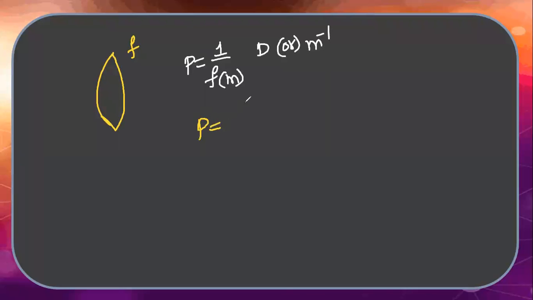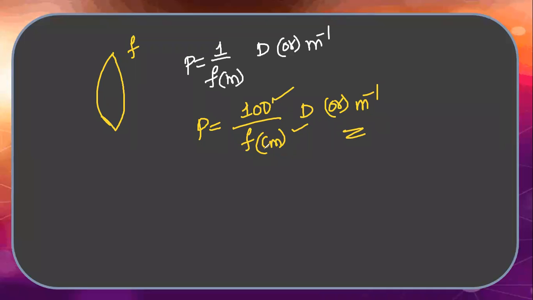Or power P is equal to 100 divided by f, if the focal length is in centimeters. Its unit is also diopter, or per meter. So 100 divided by f is called the power.